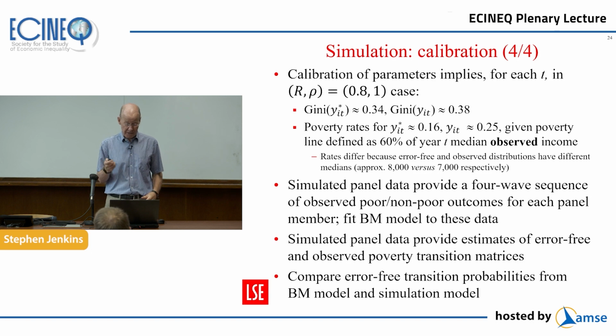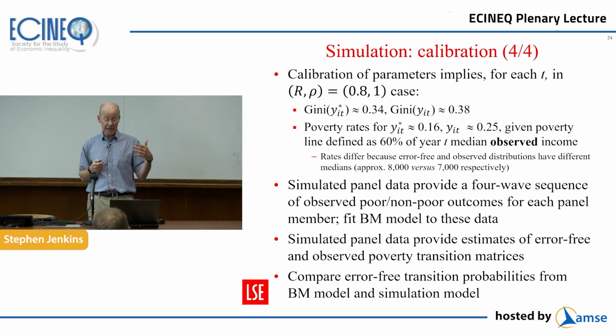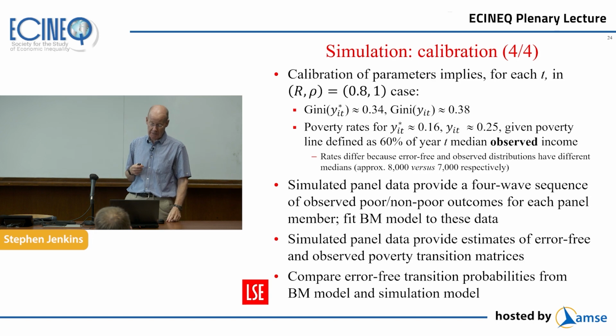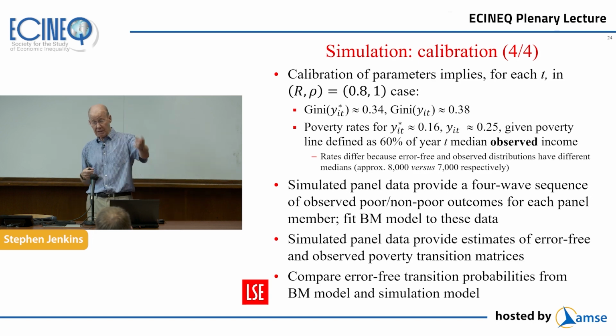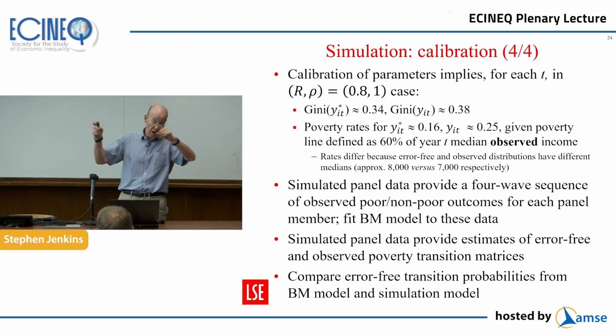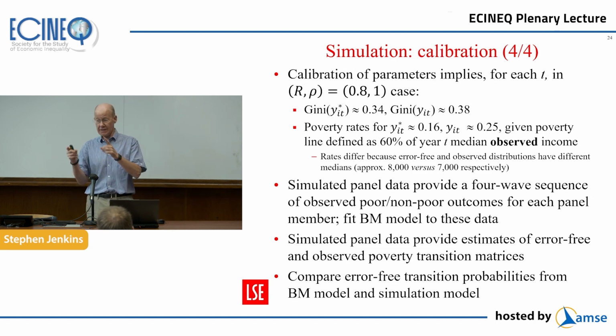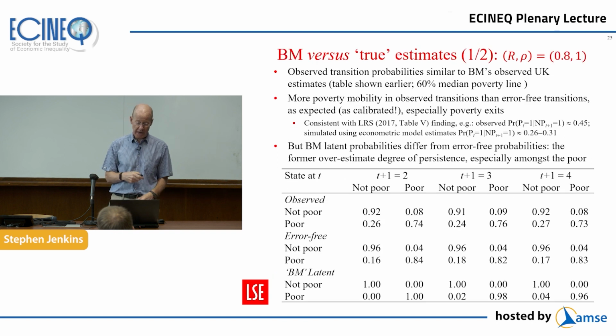Okay, so what that means is we get a Gini of 0.38, and poverty rates of around 16% for true poverty. The observed poverty rate is around 25%, given a poverty line of 60% of median observed income, because that's what real life would be like, setting the poverty line in terms of observed income. And of course, the simulated panel data provide us, for every household in the panel, a sequence over these 4 waves of whether or not people are poor or non-poor, given their income and this poverty line. So what we can do now is compare things.